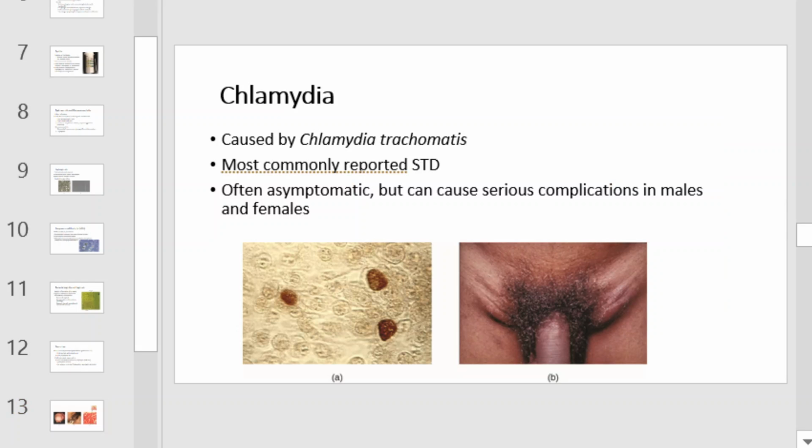Chlamydia is caused by Chlamydia trachomatis. It is the most common reported STD. It is often asymptomatic but can cause serious complications in both males and females.